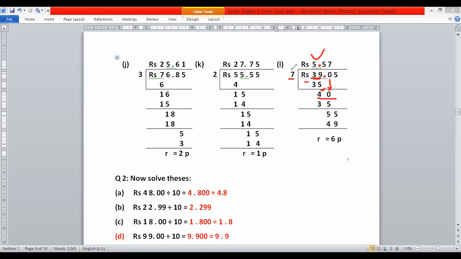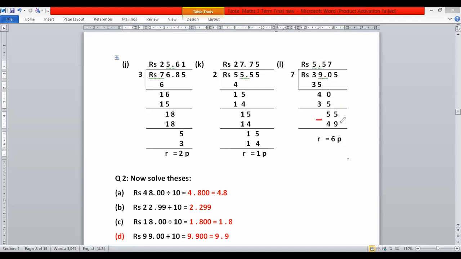Again we count the table of 7 up to 40. By 5 we get 35. Now we subtract 35 from 40, means 40 minus 35 we get 5. 5 here. And after that shift this 5, we get 55. Now at the end we divide this 55 by 7. So 7 sevens are 49.